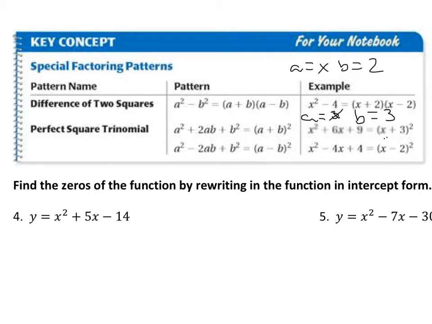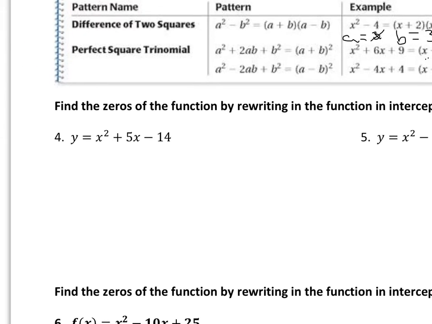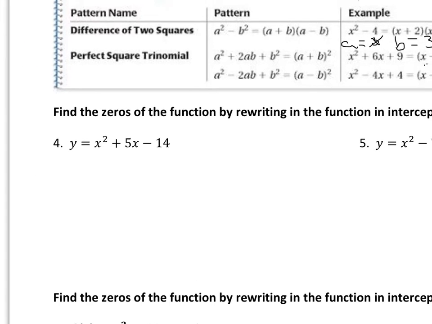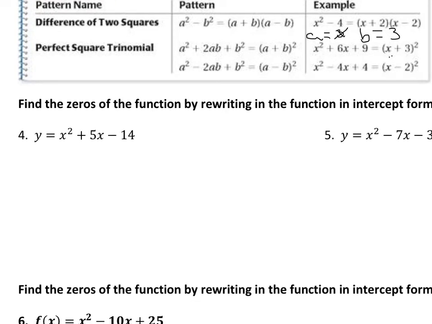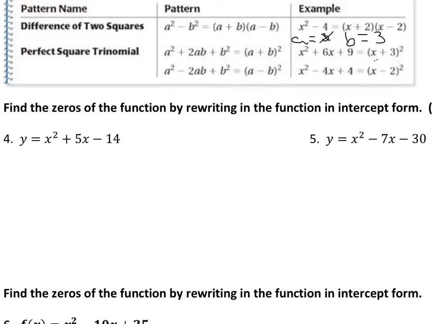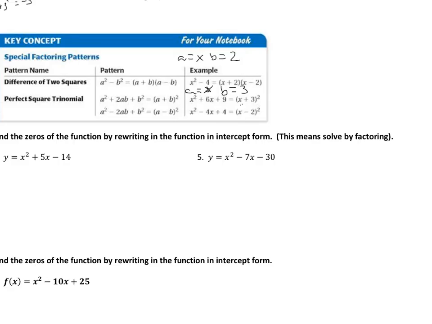So there's just a couple things you'll need to remember, or you can just try to factor. But try to remember those. It will help you. So let's look at another example down here. Okay. It says find the zeros of the function by rewriting in intercept form. Okay. This means solve by factoring. Okay. So let's take a look.